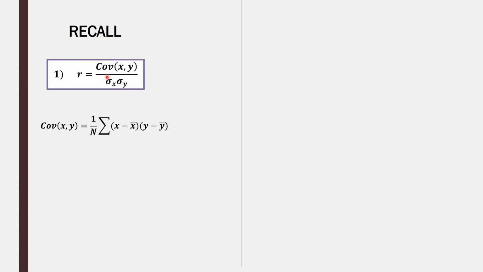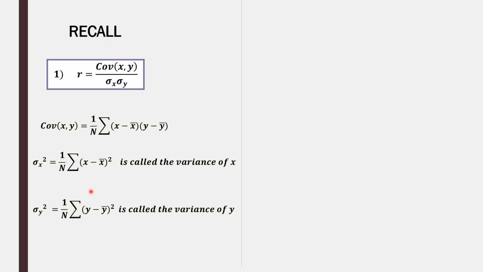And sigma x is called the standard deviation and sigma x square is called the variance of x, defined by 1 upon n summation of x minus x bar the whole square. In a similar way, sigma y square is defined as 1 upon n summation of y minus y bar the whole square. This is called the variance of y and sigma y is called the standard deviation of y. And we have seen how to calculate the Karl Pearson's coefficient of correlation by three different methods.